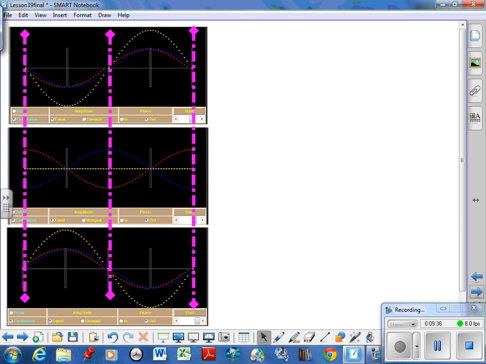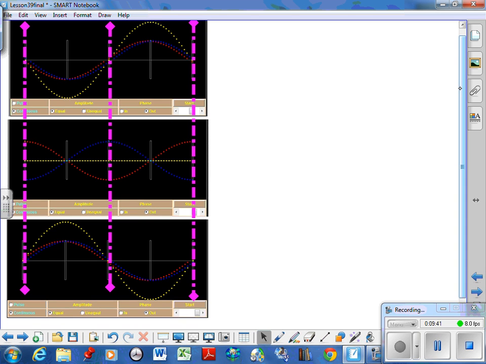So as we move on, you can see here I went to standing waves, some examples of standing waves or continuous pulses.